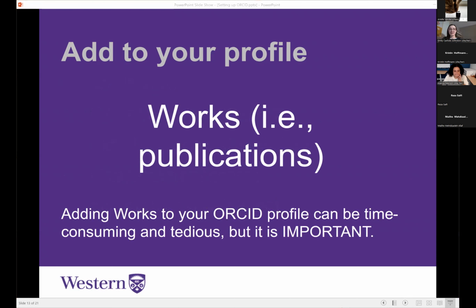I'm seeing a question in the chat, so I can answer that before I give a demonstration of how to add works to your profile, or if one of my colleagues wants to answer that. The question is, where do I enter different versions of my name? I'm just pulling up my profile again because it logged me out, which I'm happy to share on my screen, or if somebody just wants to jump in now, they can.